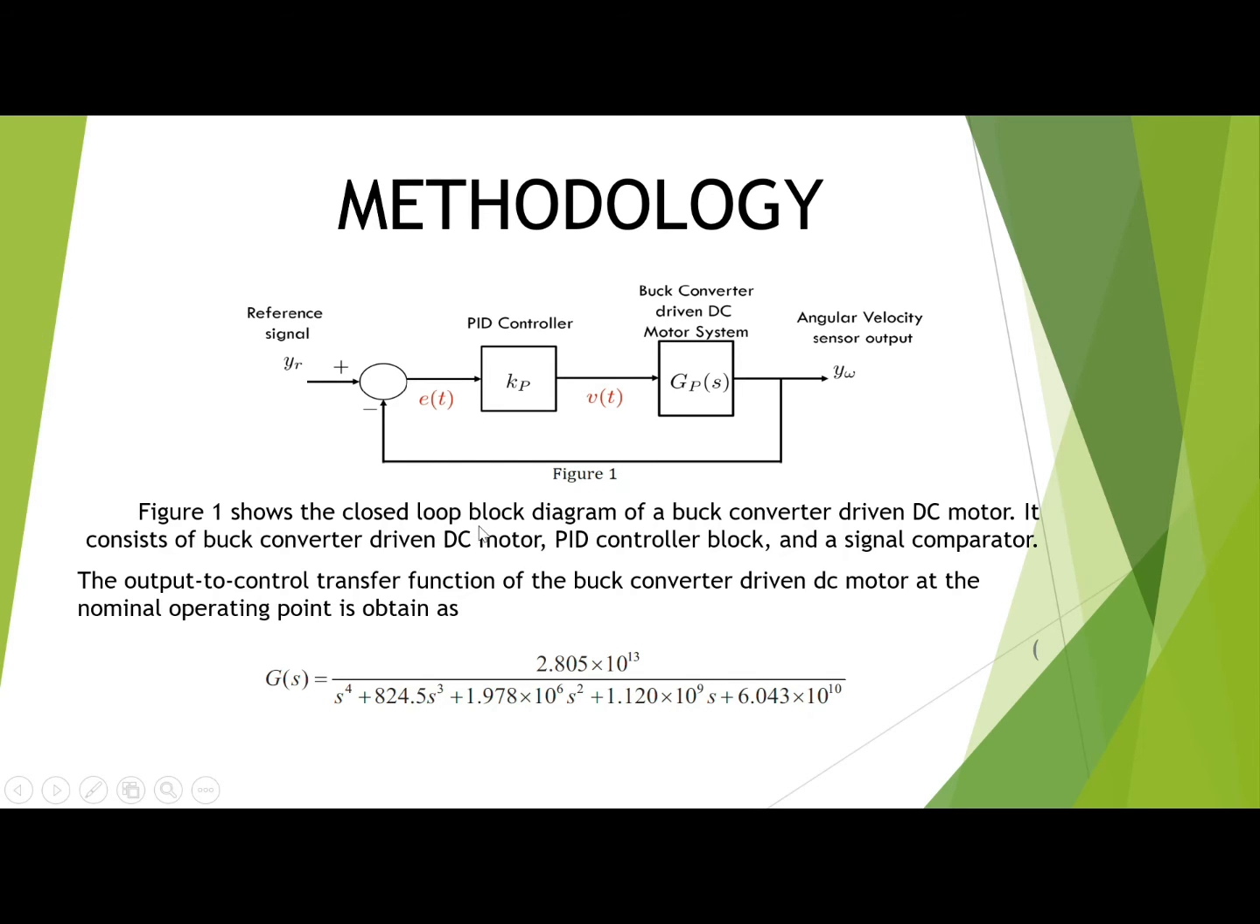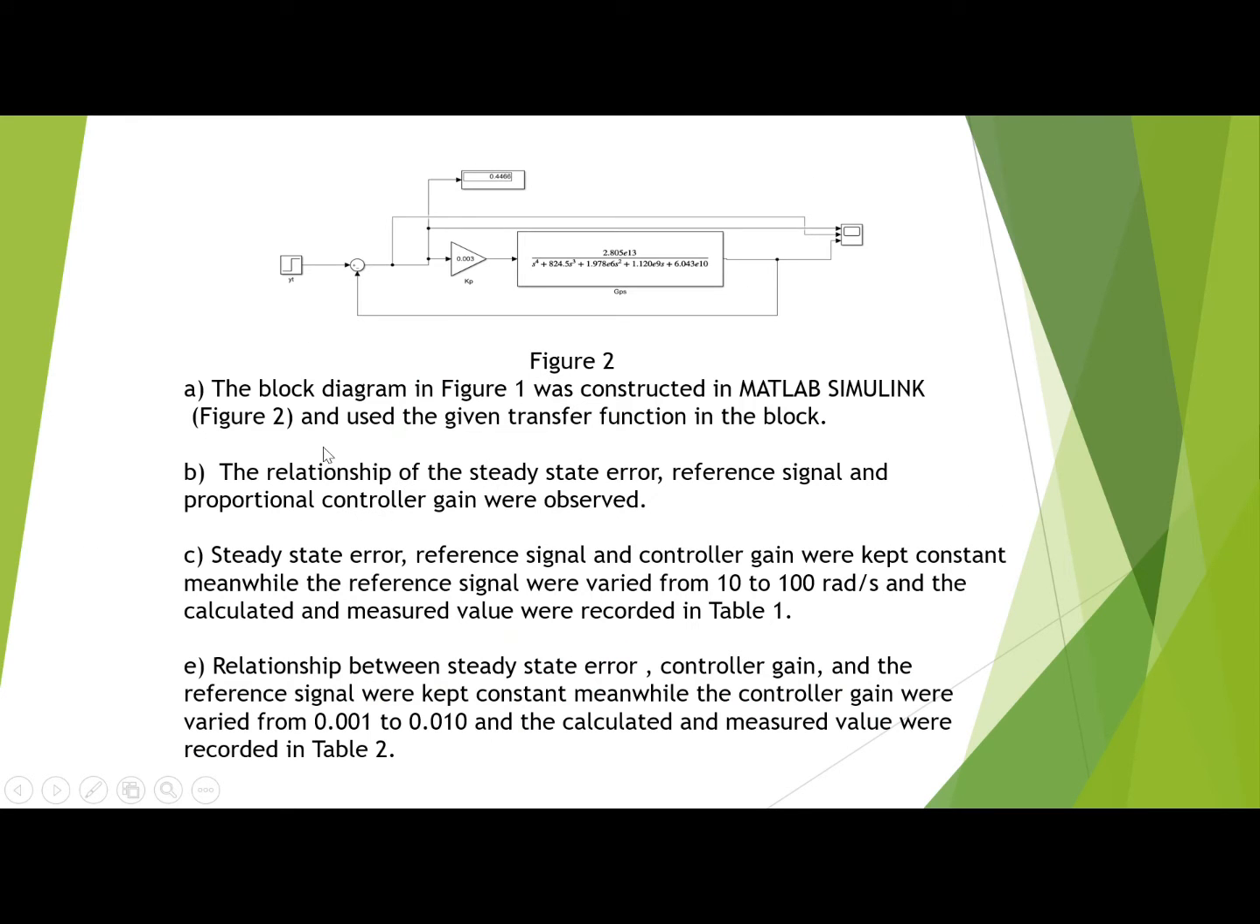Figure 1 shows the closed-loop block diagram of a buck converter-driven DC motor. It consists of the buck converter-driven DC motor, PID controller block, and signal comparator. The output-to-control transfer function of the buck converter-driven DC motor at the nominal operating point is obtained as G(s), this function. The block diagram in Figure 1 was constructed in MATLAB Simulink, which is Figure 2, and used the given transfer function in the block.